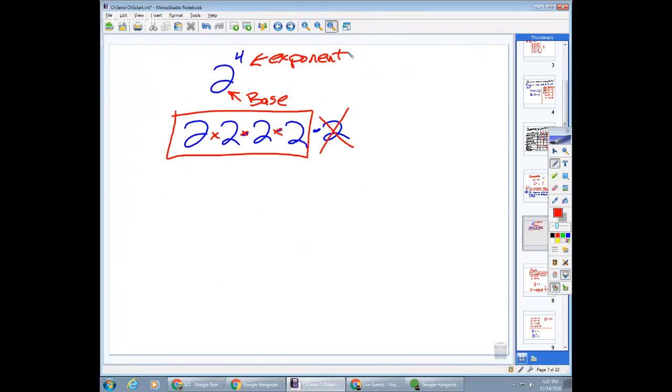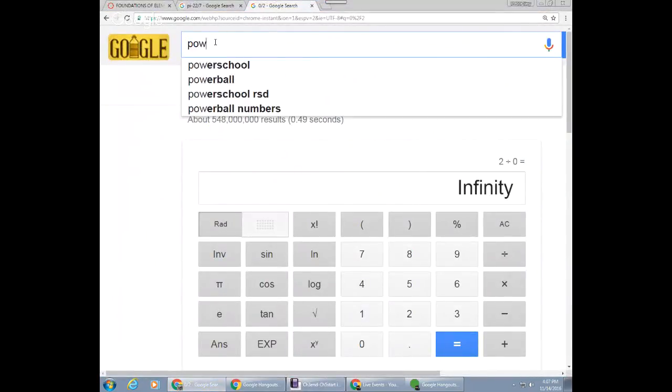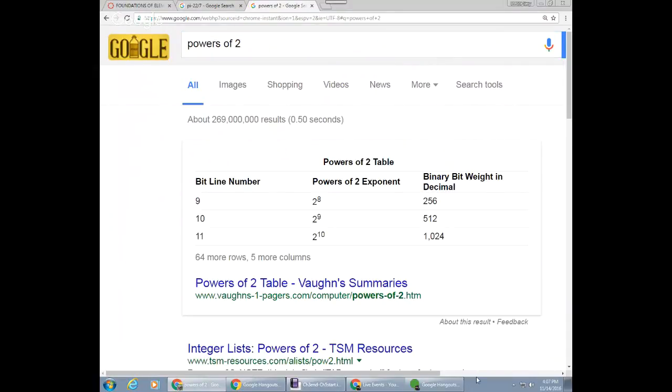What does the word power mean then? We use the word power a lot. Would it be the exponent or would it be the answer? Is 16 a power of 2? Have you ever heard somebody state that? Someone say something that way? No? Okay, let's see. Let's go to the internet and ask. Powers of 2. Ooh, I can even get a list of them.